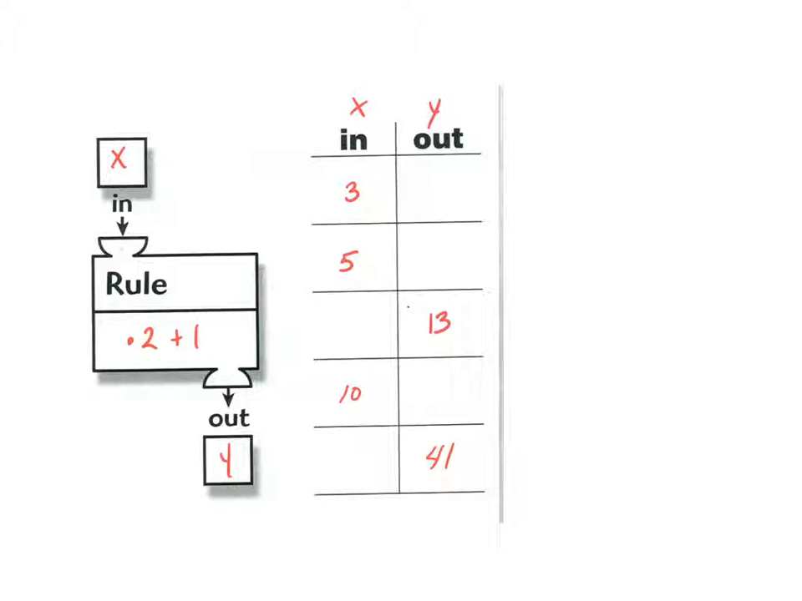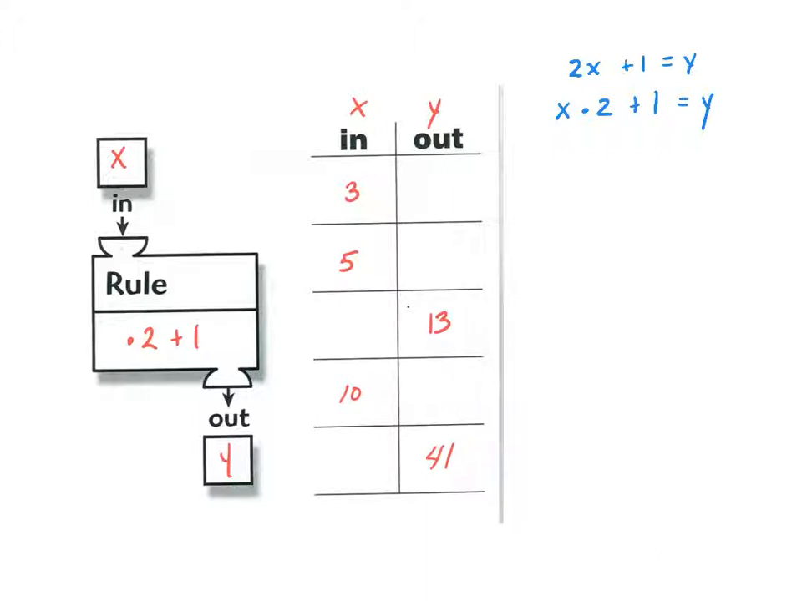And the first thing that I'm going to do is I'm going to rewrite my rule. The rule is taking the input number, the x, multiplying it by 2, then adding 1. That should give me the output number, the y. Now this is the same thing as saying 2x plus 1 equals y, because x times 2 is the same thing as having 2 x's.